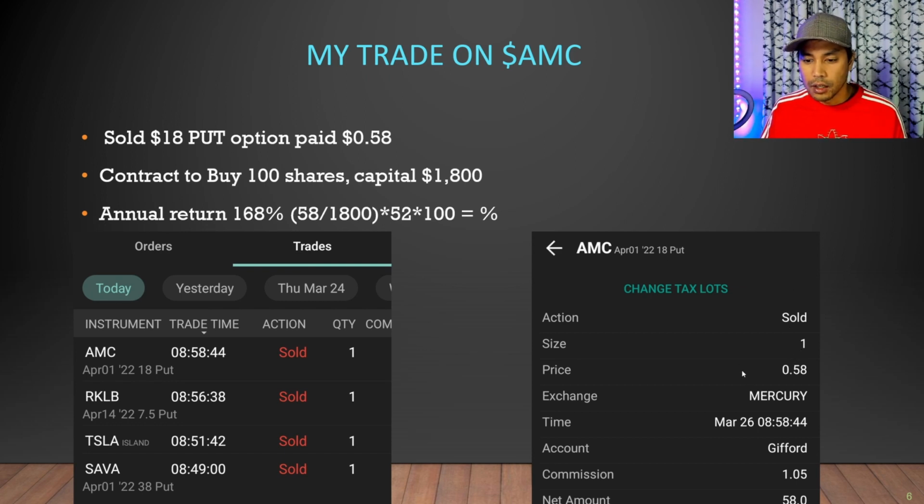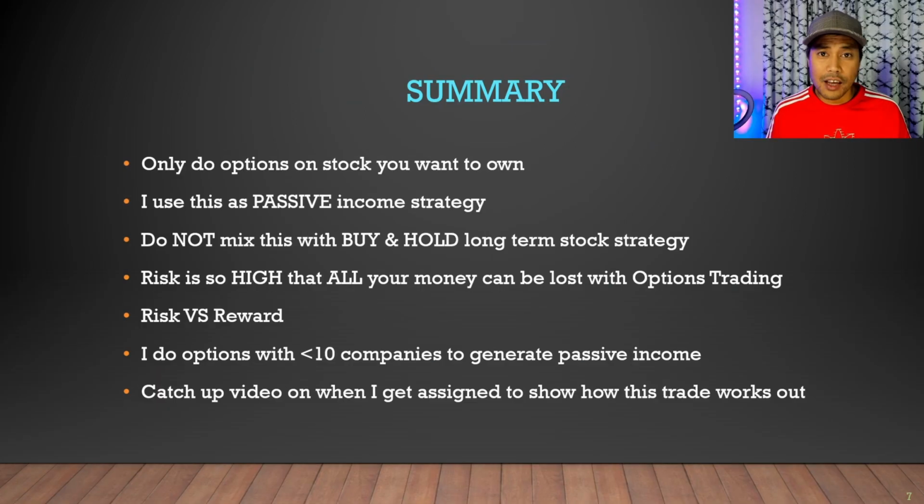So one size of put option that expires on the 1st of April, and then I got paid 58 cents, but we know that it's $58. Then the net amount, so there's the $58, and obviously you've got to pay the commission for doing these options, which is $1.05. So that is how you get over 100% returns while doing options trading on meme stocks, so very high risk.